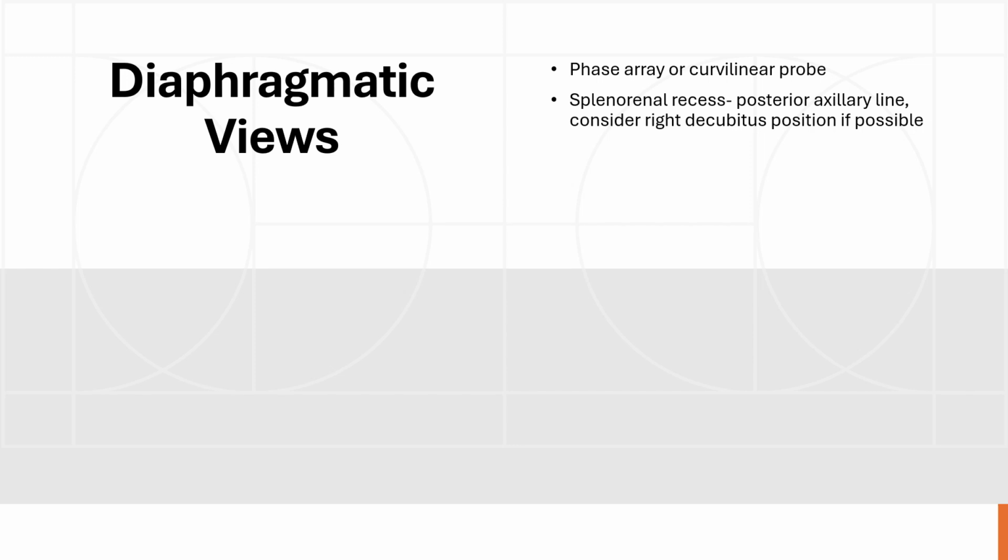Next, we'll discuss what I call diaphragmatic views, which are both left-sided and right-sided. Right-sided, you want to find the liver, splenorenal recess, and the diaphragm and right lung. On the left, you normally find the spleen, the kidney, the splenorenal recess, and the left diaphragm and lung. Splenorenal recess can sometimes be more challenging to find, and if circumstances and patient pathology allow, consider a right decubitus position if possible to improve visualization.